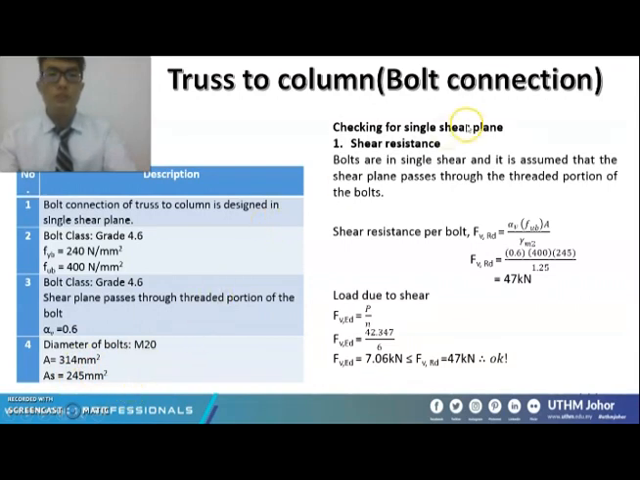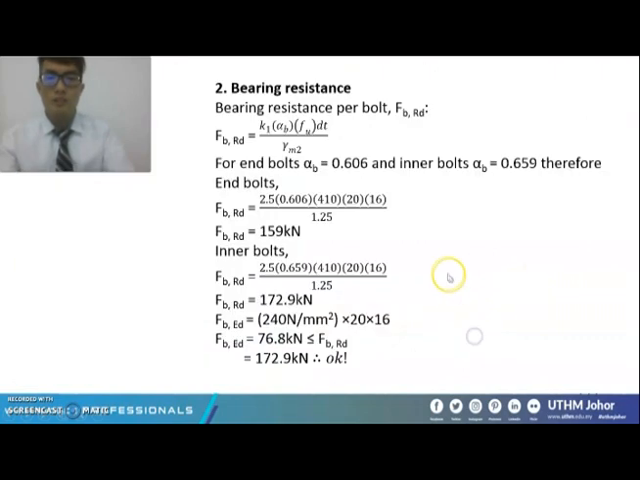For checking the single shear plane, we will first check the shear resistance, and it is assumed that the shear plane passes through the threaded portion of the bolt. First we calculate the shear resistance per bolt, Fv,Rd, using this formula. Then we get 47 kilonewtons. For the load due to the shear, we use this formula, Fv,Ed equal to P over n. We get 7.06 kilonewtons, which is less than or equal to Fv,Rd that we calculated before, which is equal to 47 kilonewtons. Then it's okay.